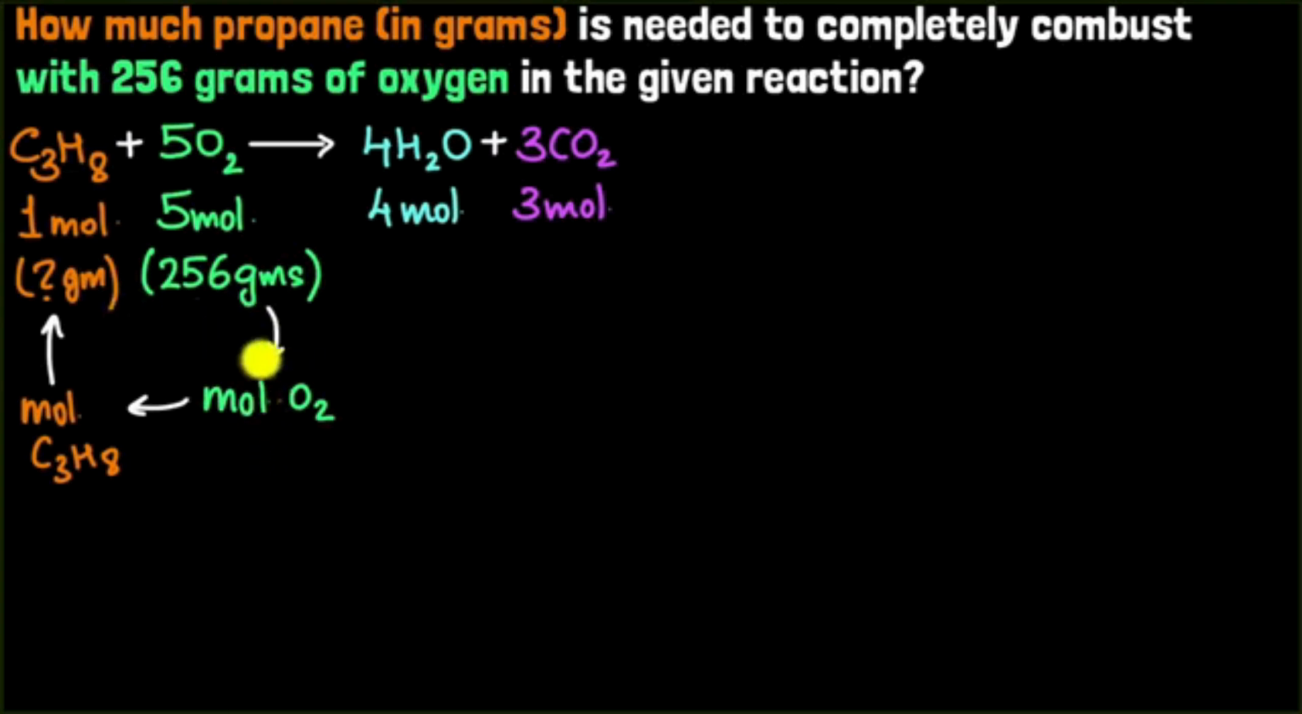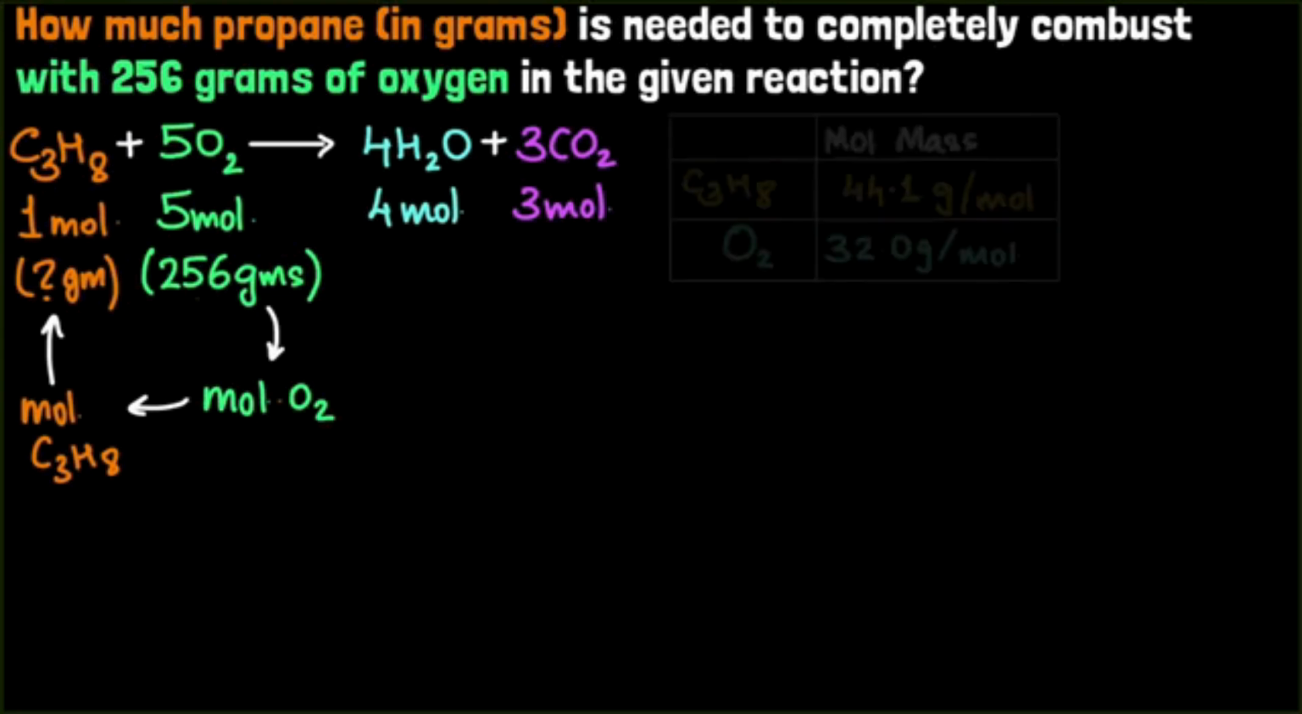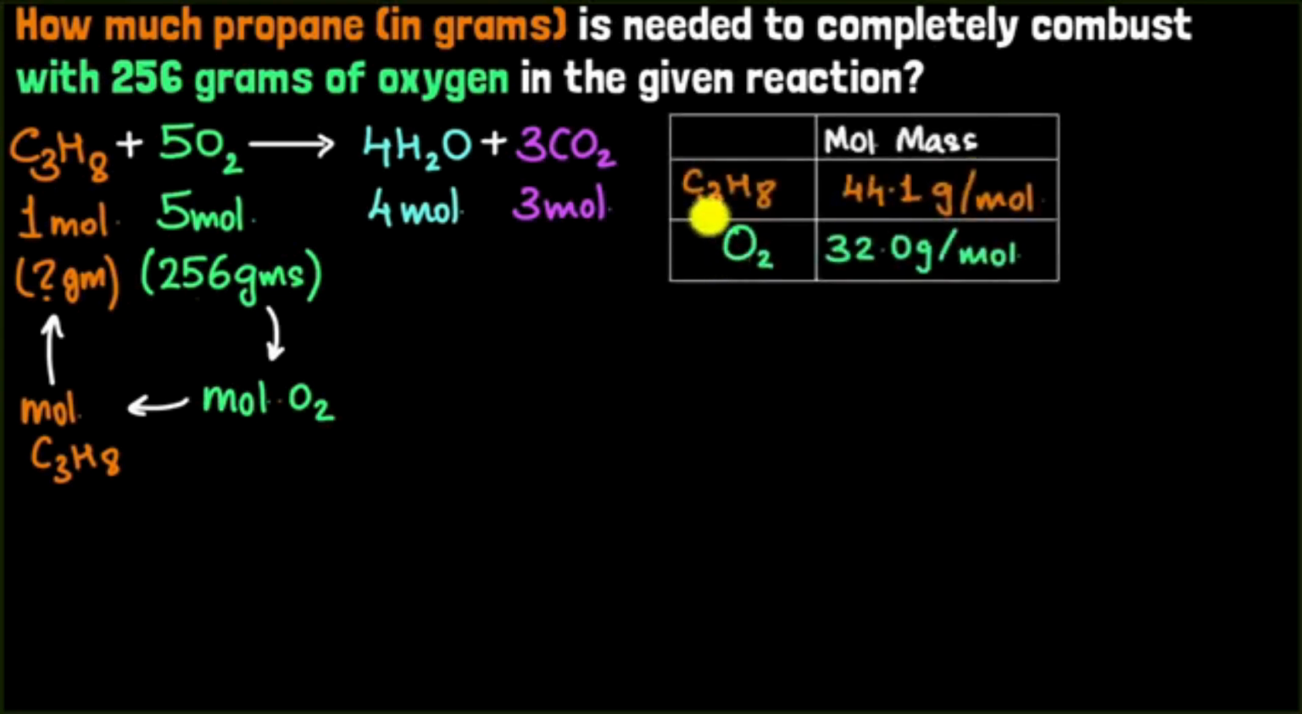So the big question now is, how do I do these conversions? How do I go from grams to moles and moles to grams? Hey, we know how to do that as well by using the idea of molar mass. Again, in our earlier videos, we've seen how to calculate molar masses of molecules, and we're not gonna do that over here. We're just gonna look at a table which gives us the molar mass. So the molar mass of propane is 44.1 grams per mole, meaning 1 mole of propane has a mass of 44.1 grams. Same is the case with oxygen, okay?